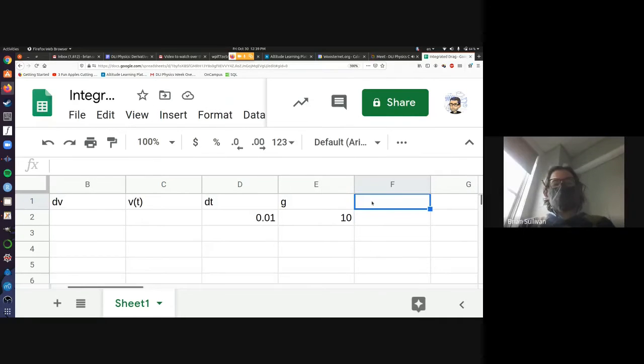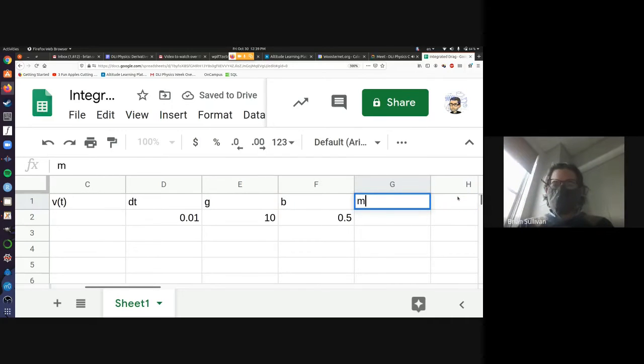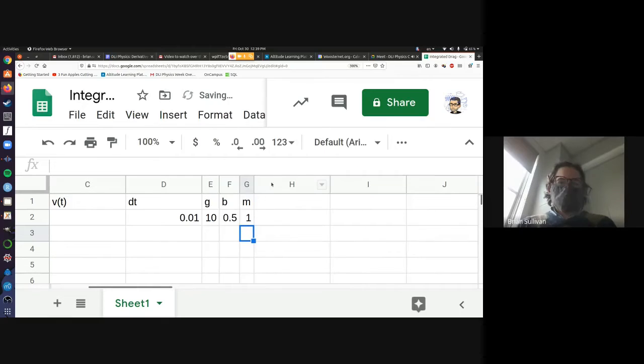And what's my drag coefficient? I don't even know what to guess. A Newton per meter per second? Maybe a half, 0.5. What would that... Oh, and what's my mass? My mass is 1 kilogram, half a crate of golden eggs.